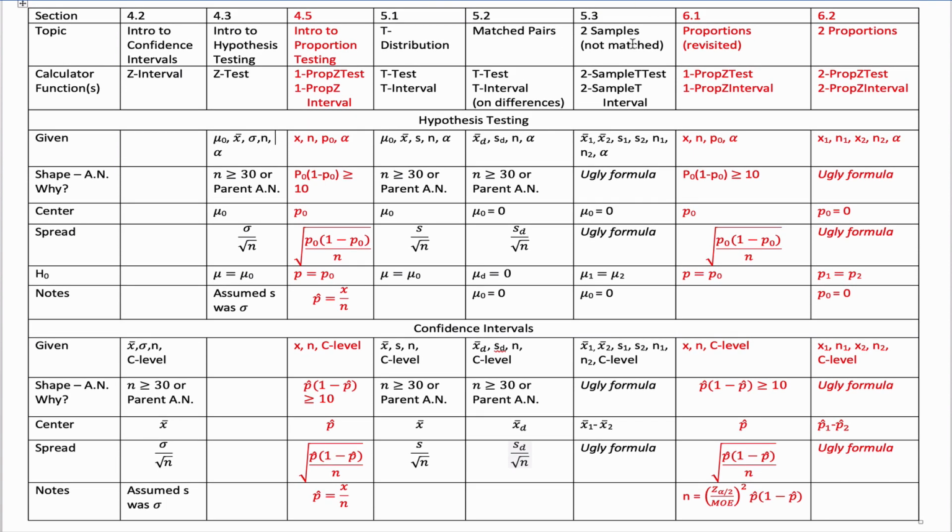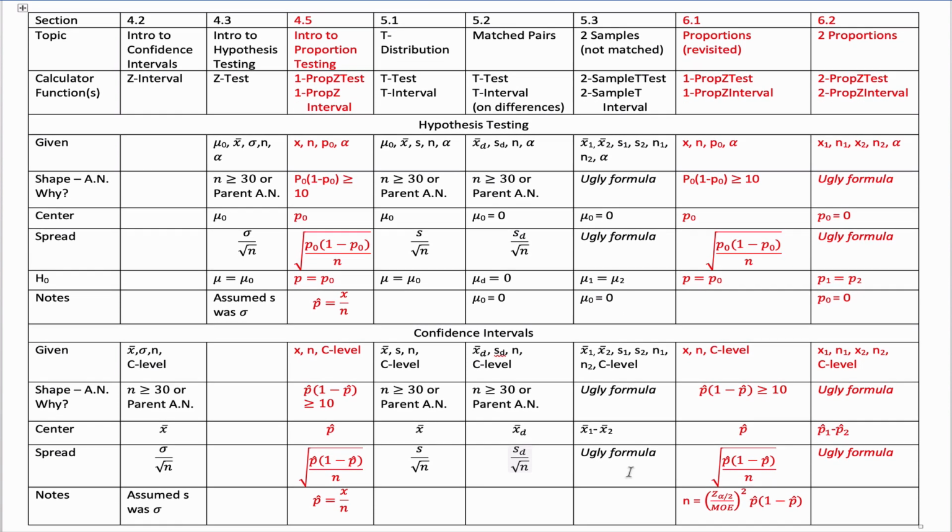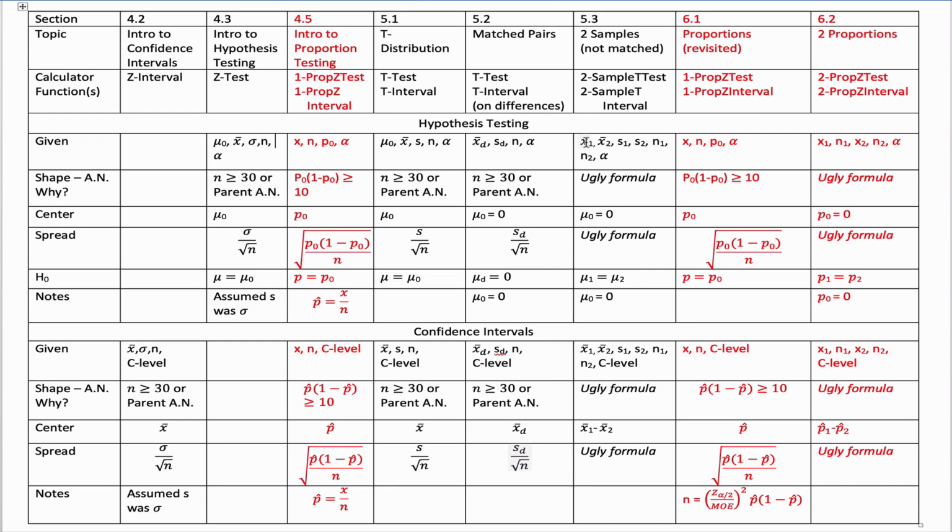5.3 is when we really dealt with two samples that we couldn't just change into one sample like we did in 5.2, because we didn't have matched pairs. So this is where you had to involve some new calculator functions, a two-sample t-test or a two-sample t-interval, depending on whether you're doing hypothesis testing or confidence intervals. Either way, you're given the x bar, the s, and the n for your first group, and the x bar, the s, and the n for your second group, whether you're up here or down here.